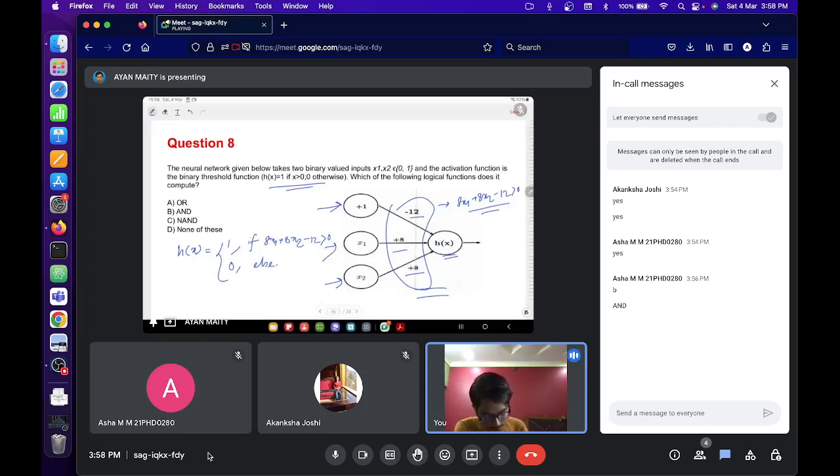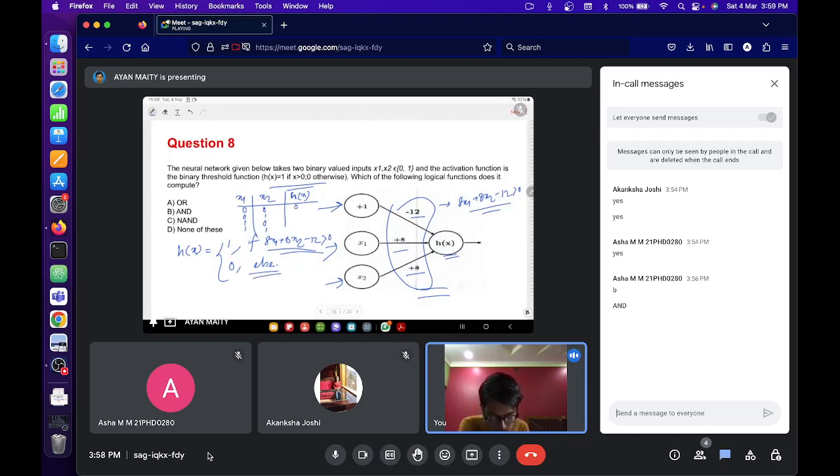Now if you compute the truth table using x1, x2, and h(x) as the output: 0 0, 1 1, 0 1, 0 1. When x1 and x2 both are 0, the value of this linear function is minus 12, because x1 and x2 values are 0. So minus 12 means h(x) would be 0, because this comes under the else condition. So this should be 0.